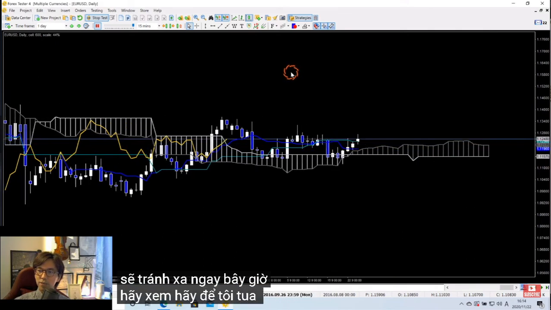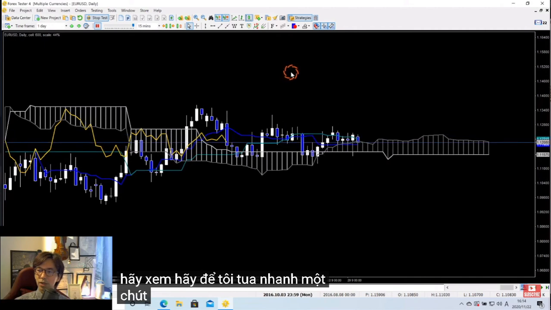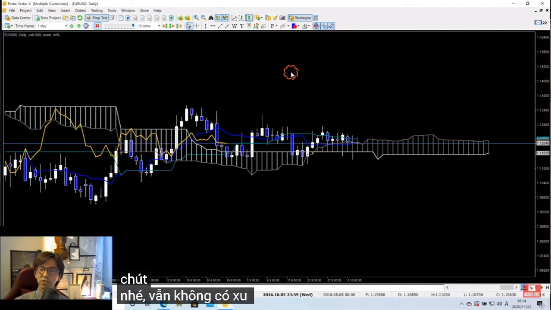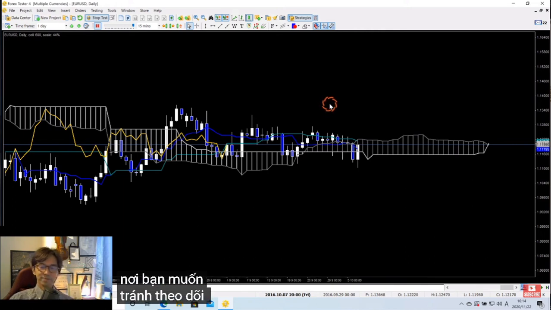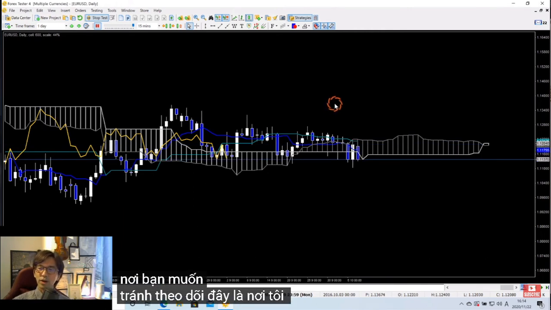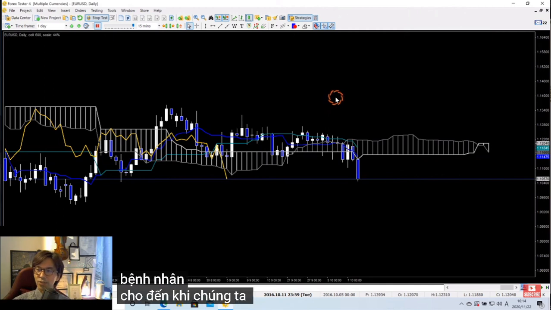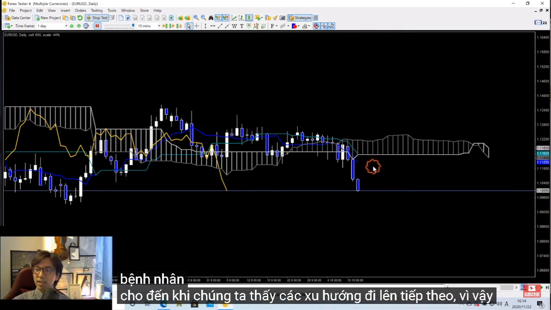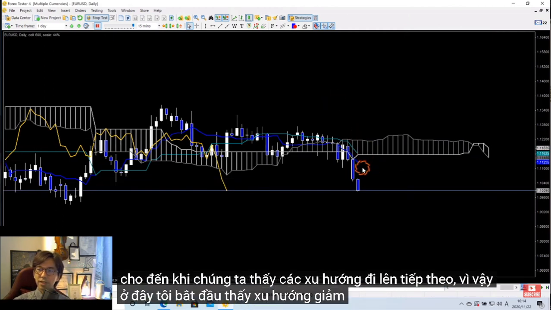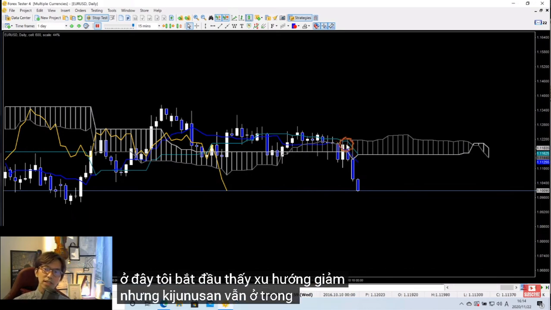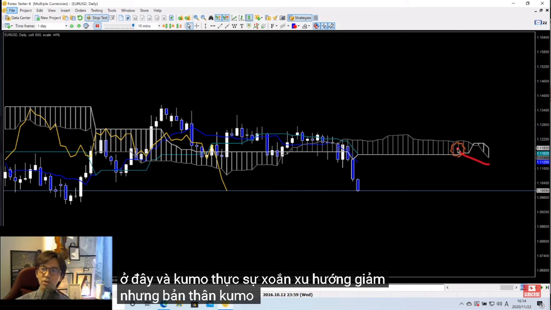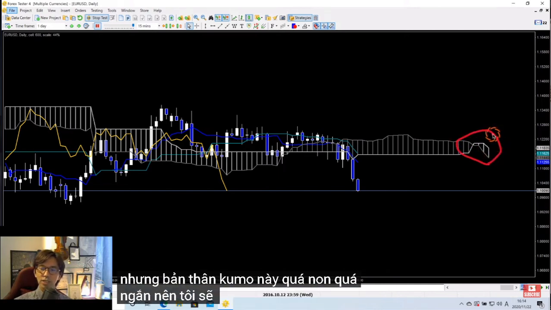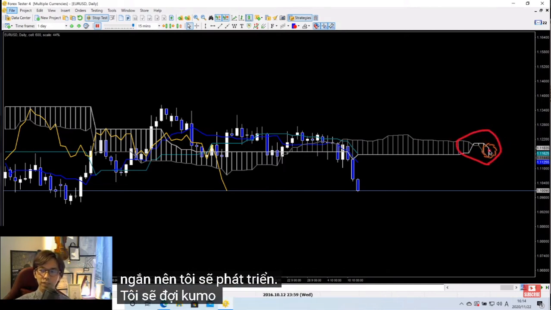Let me just fast forward a little bit. Okay, still ranging, there's no trends. This is where you want to avoid taking trades. This is where you have to be patient until we see the next up or down trends. Here I start to see a downtrend, but the Kijun Sen is still in the Kumo, and the Kumo actually twisted bearish, but this Kumo itself is too young, too short. So I will wait for the Kumo to develop more.